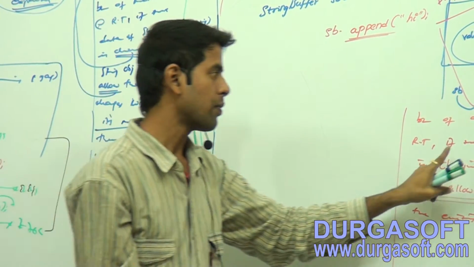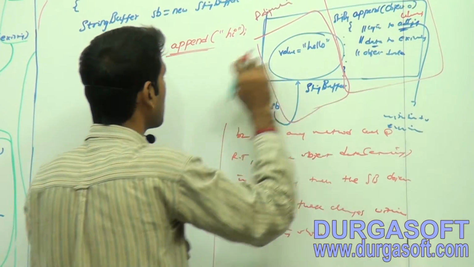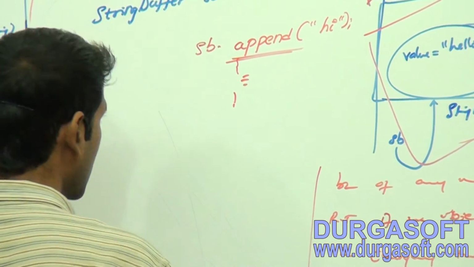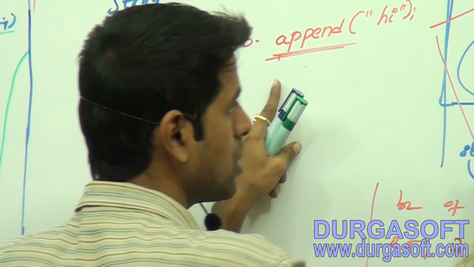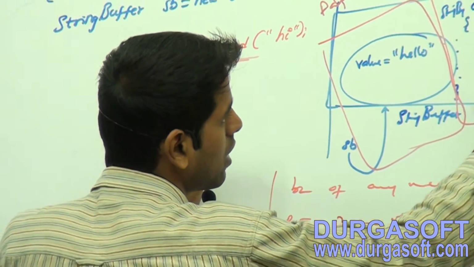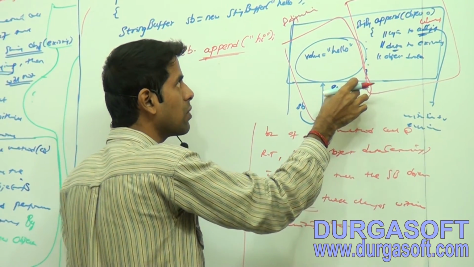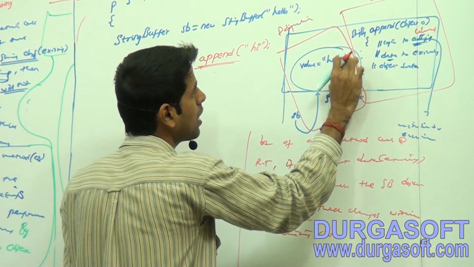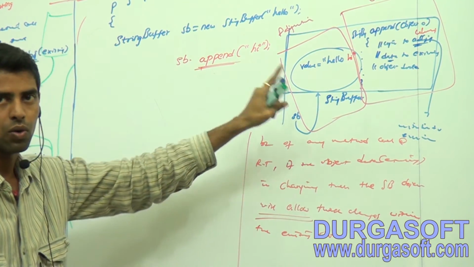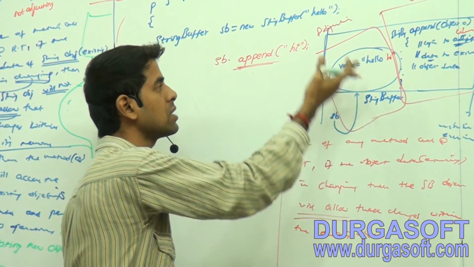Okay, so if the object data, this method I am calling, what implementation does it have? It changes the existing object data, adding data to the existing object data. This StringBuffer allows those changes within the existing object only. Now this append method is being called. So what happens here?